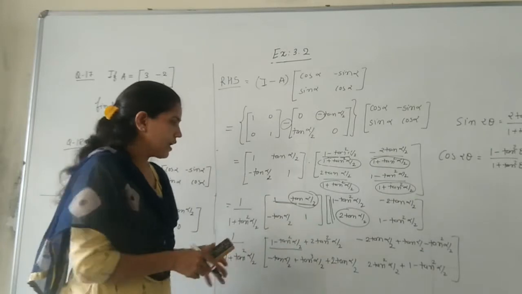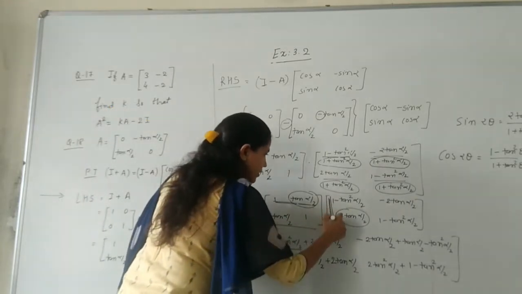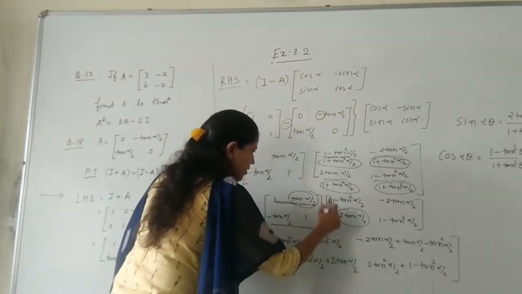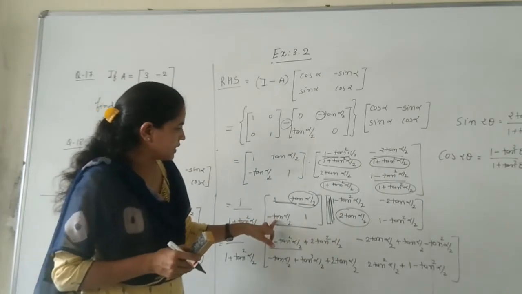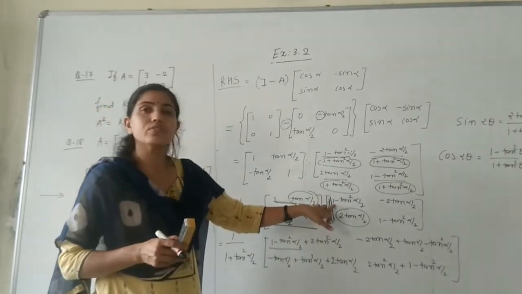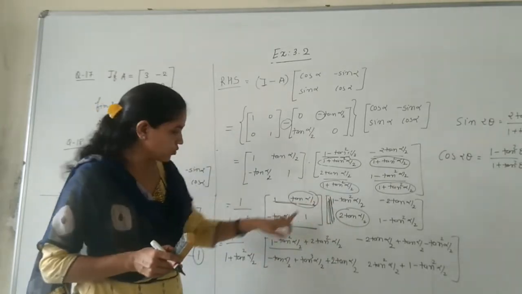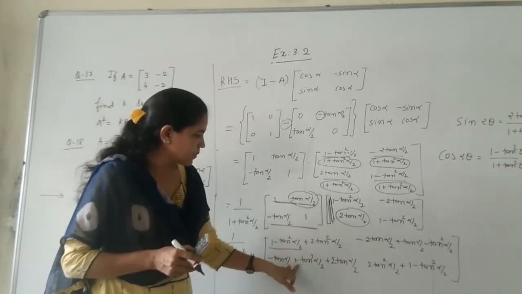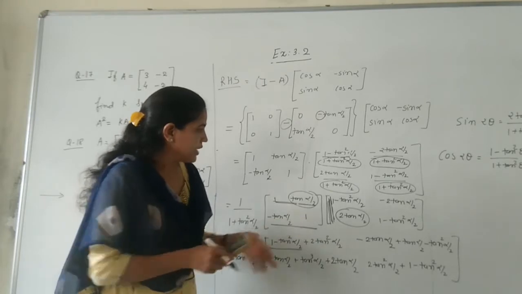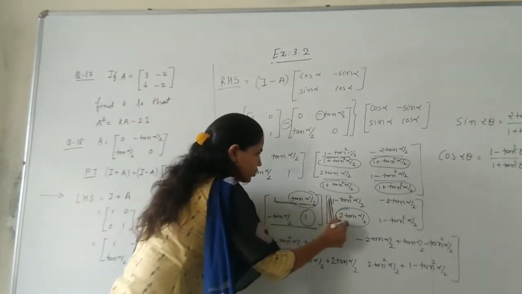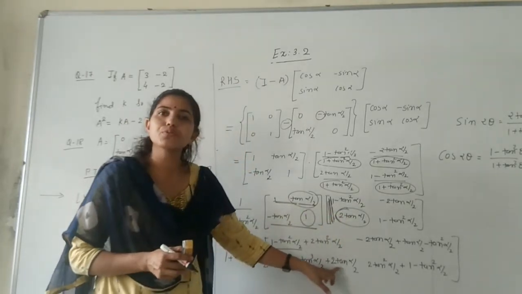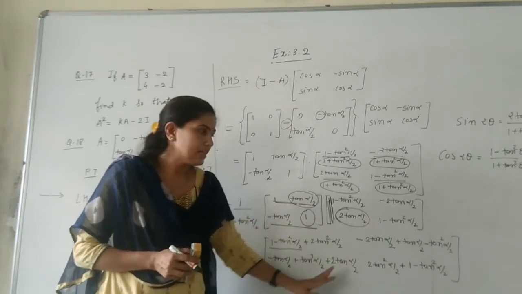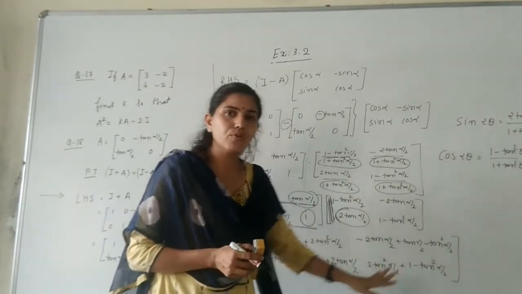Now for the third element, second row and the first column. When you multiply minus tan alpha by 2 with 1 minus tan square alpha by 2, you get minus tan alpha by 2 plus tan cube alpha by 2. Then multiply 1 with 2 tan alpha by 2, so plus 2 tan alpha by 2. Similarly, you can find the fourth element.